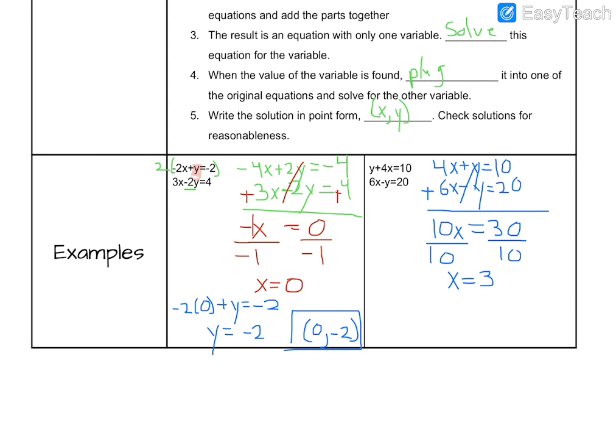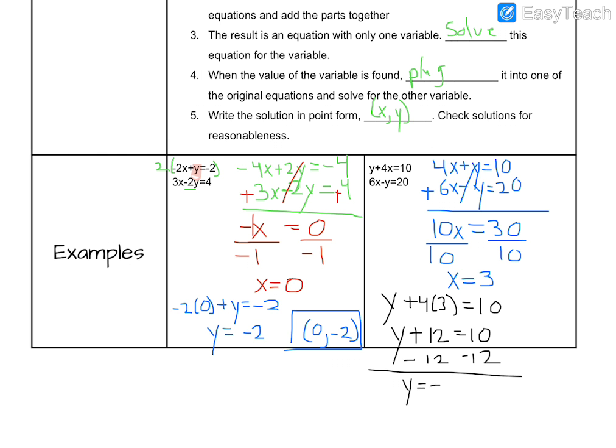Again, pick one of the original equations and plug that x in. So I'm going to plug it into the top. Y plus 4 times 3 is equal to 10. So y plus 12 is equal to 10. Get the y by itself, so subtract 12 from both sides. We get y equals negative 2. So our ordered pair on this one is 3, negative 2.